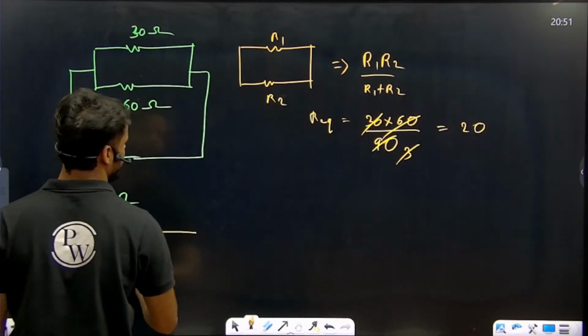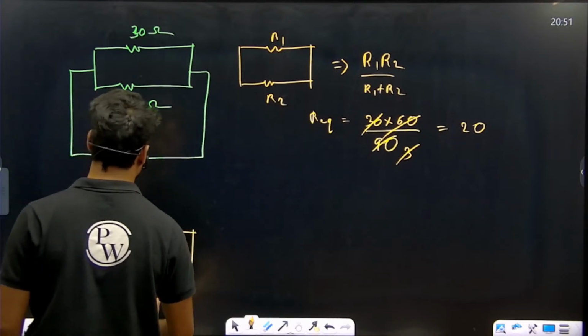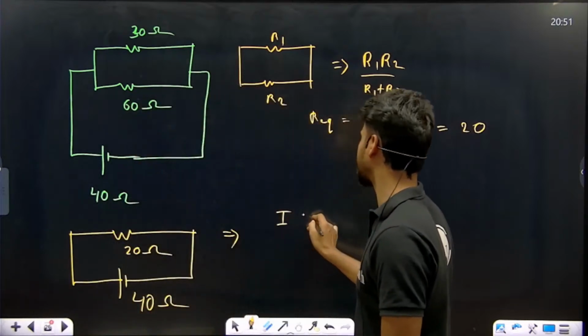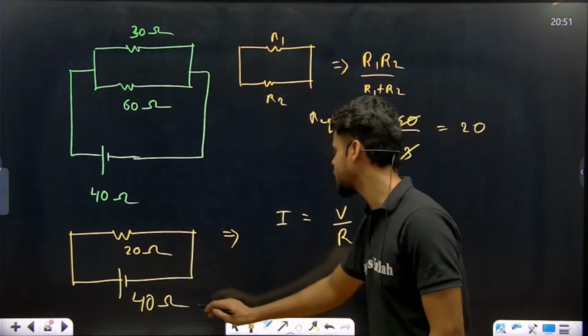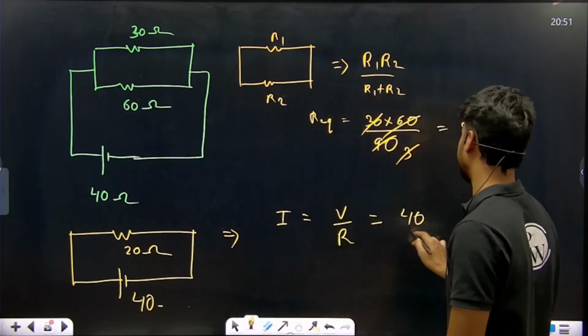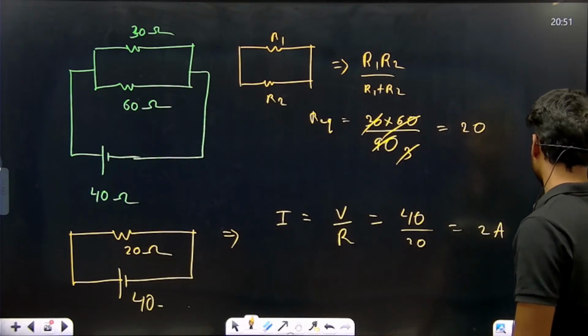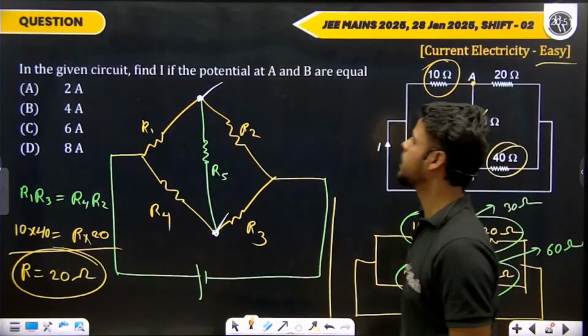Our equivalent resistance will be 20 ohm and potential will be 40 volts. So what will be the current in this circuit? We can get I equals V upon R. Voltage is 40 volts and resistance is 20 ohm. So current is coming out to be 2 ampere. So what will be our most appropriate option? It will be 2 ampere.